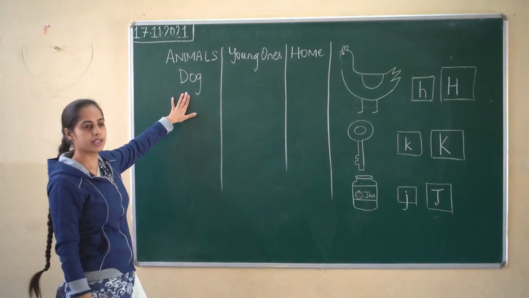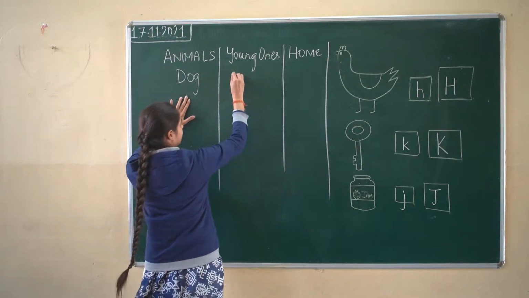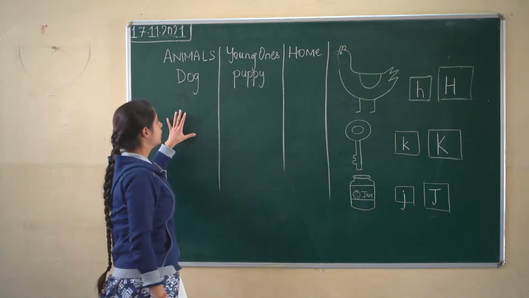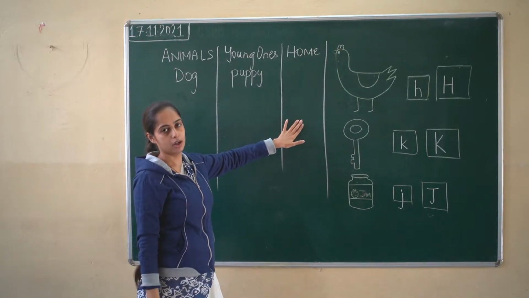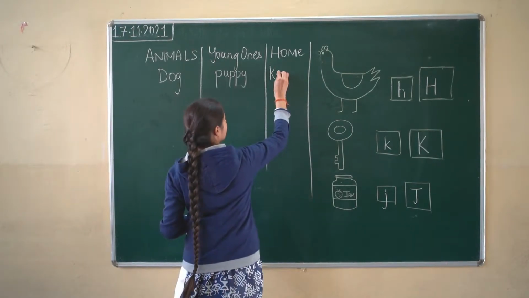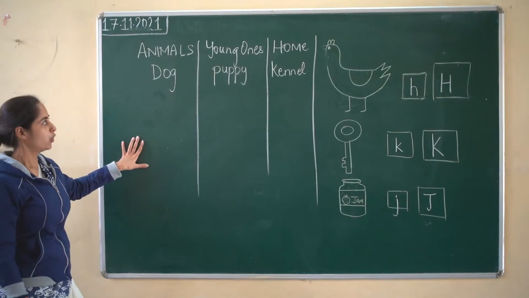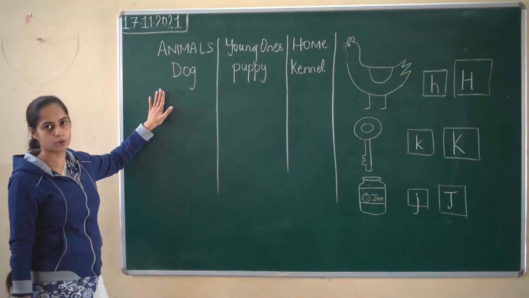Now, the baby or the young one of a dog is puppy. We will write here. You don't have to write, you have to just understand what ma'am is explaining. Then, the home of a dog is kennel. How do we say kennel? You just have to fold your hands and look at what ma'am is explaining. These basic things you should know.